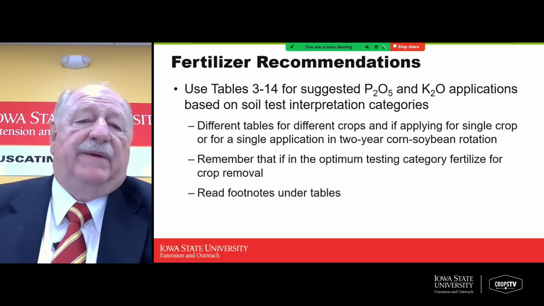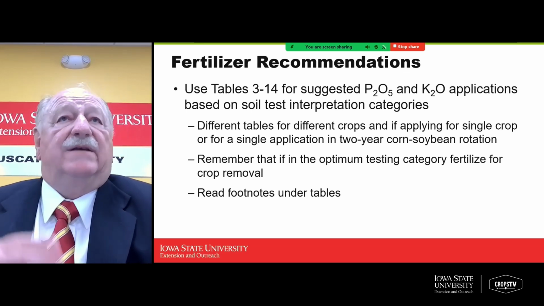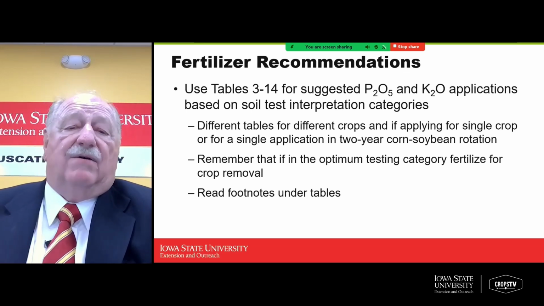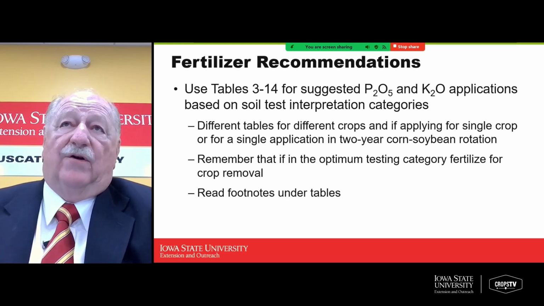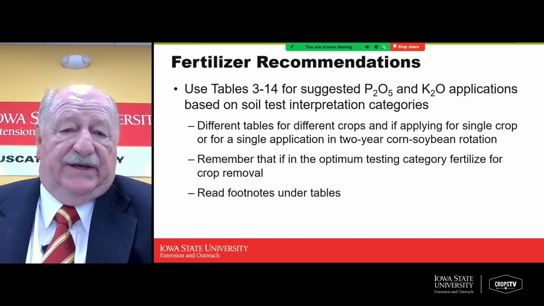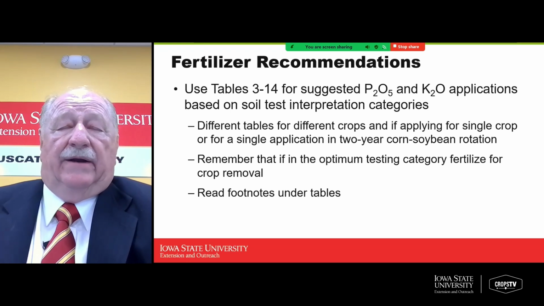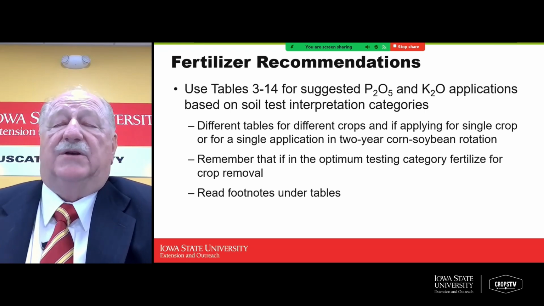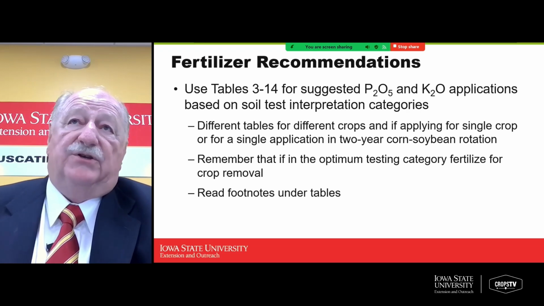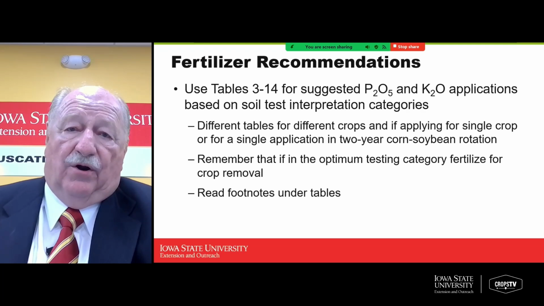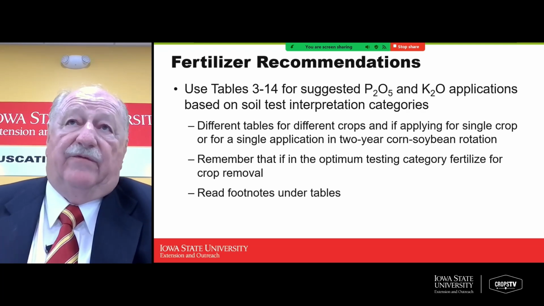If you dig into it a little bit, tables 3 through 14 basically tell us how soil tests are categorized, and then provides us some suggestions for amount of fertilizer to apply, if any is needed. There's a different table for each crop, and there is also a table for multiple crops, such as the corn-soybean rotation. We're going to be focusing on table 3, which is assuming that your next crop is going to be corn. But if your next crop is going to be soybeans, you would use table 4.